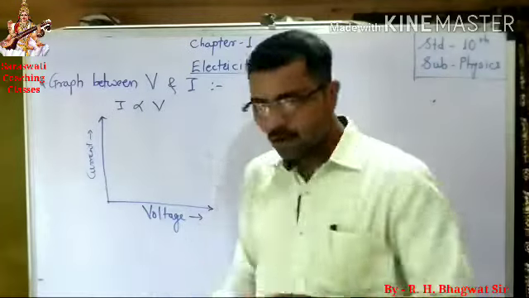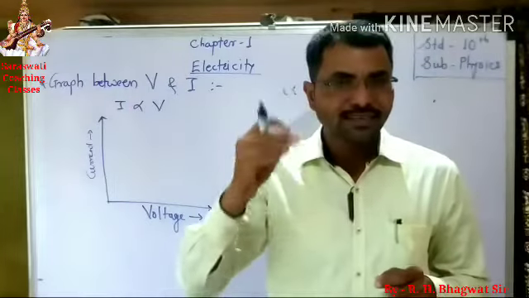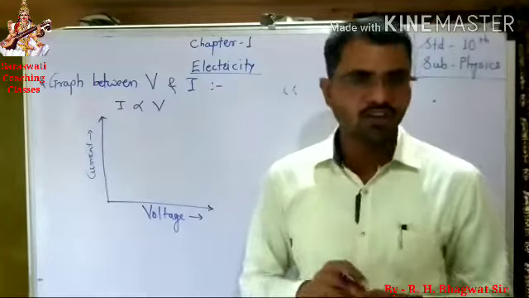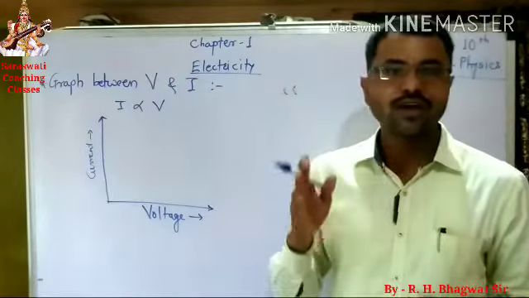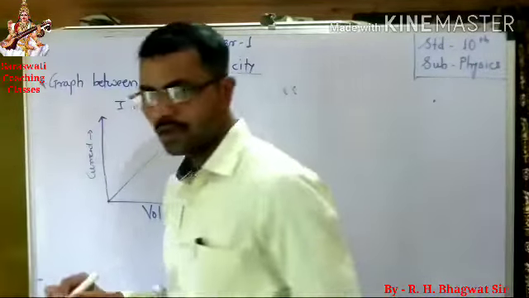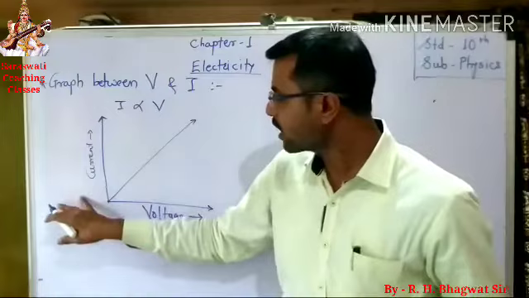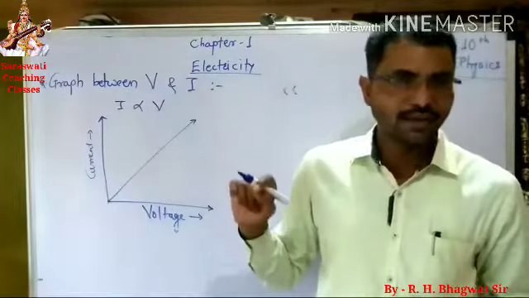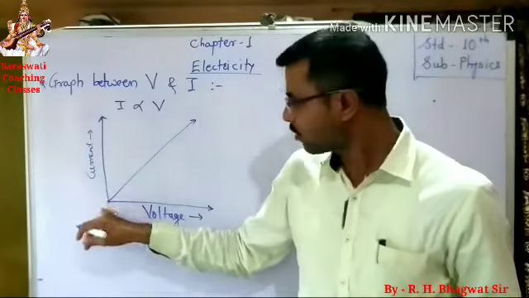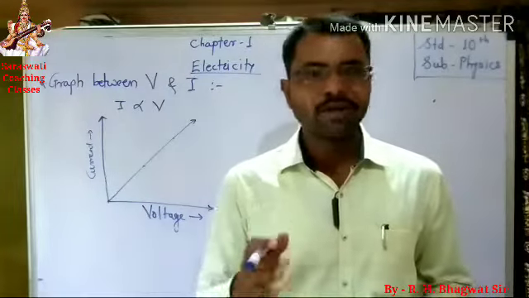What are we going to do here? We change the voltage step by step from 0 to the next level. We are going to increase the voltage step by step, and we are going to note down the corresponding current. Then when we plot these values on the xy coordinate or on the graph paper, we will get a straight line passing through the origin. This indicates that as we increase the voltage, the current flowing through the conductor also goes on increasing. When the voltage or potential difference applied across the conductor is 0, then the current flowing through that conductor is also 0.